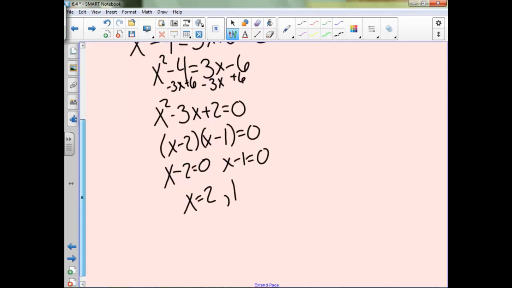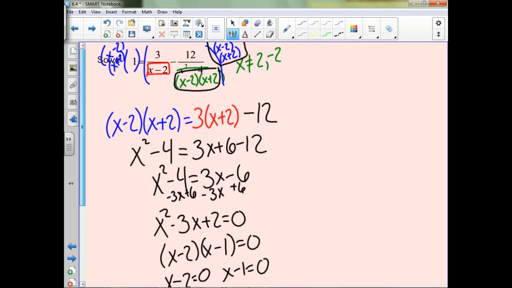So now let's look at the beginning. We ended with x is 2 or 1. But notice at the beginning, x can't be 2. So that means our solution is x equals 1, but we need to go ahead and state that this x equals 2 was extraneous.